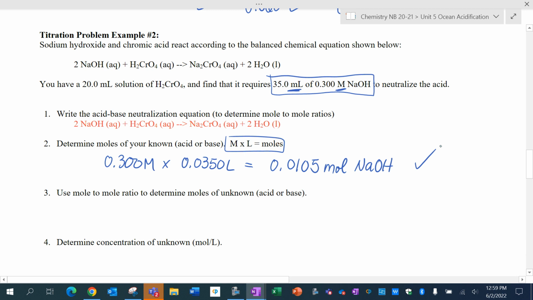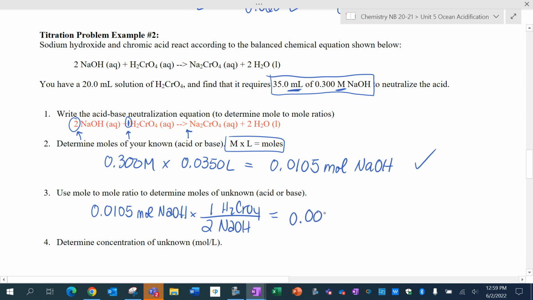Next step is I'm going to use my balanced chemical equation and the mole ratio to figure out my moles of my unknown. I know I have 0.0105 moles of NaOH, and I know that for every 2 NaOHs, I need 1 H2CrO4. How do I know that? I looked at the coefficients in the balanced chemical equation. And remember, if there's no coefficient, you interpret that as being a 1. So I'm going to divide this by 2. This is stoichiometry, right? We're going back to our stoichiometry skills here. And that is moles of our unknown.